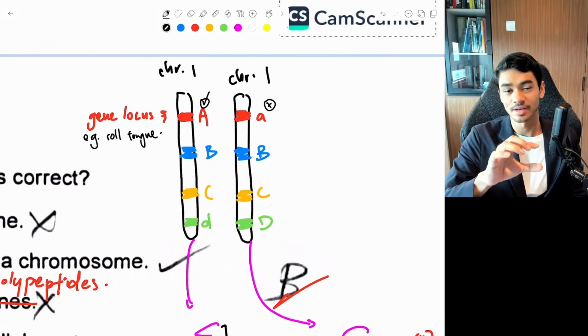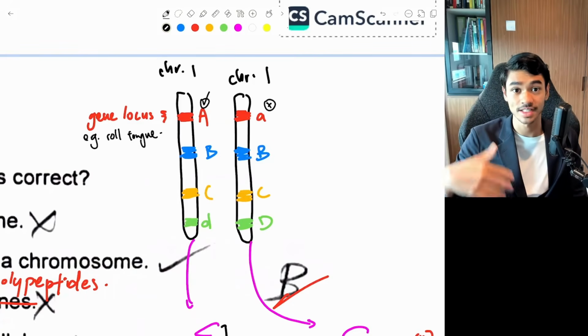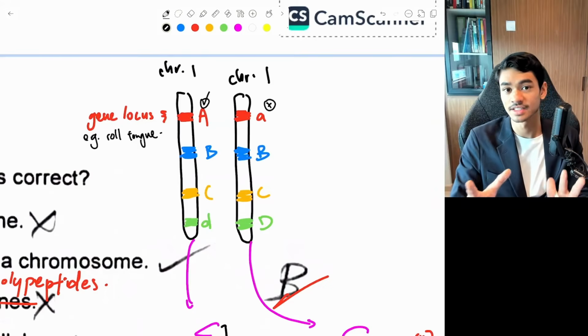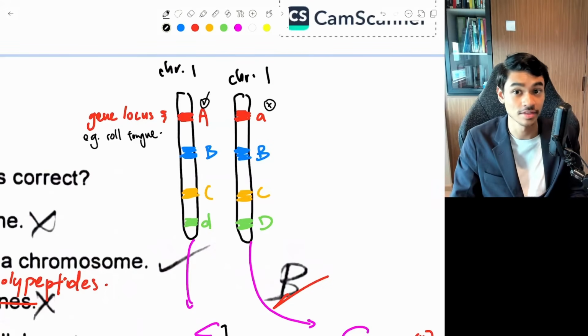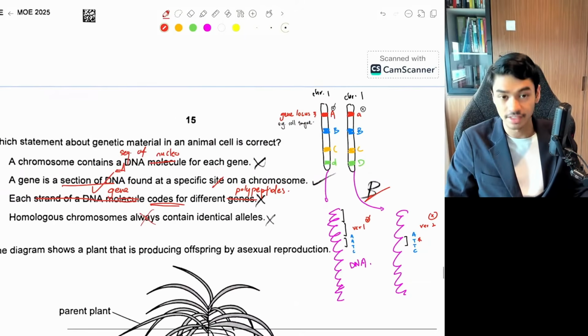So that is what alleles mean. They are alternative forms of the same gene. They have the same job assigned, the same trait assigned, but whether they're actually functioning at their job, that is up to the allele. We have to look into the allele. Is it working or not? Okay, so that's why it is not true. You don't always have to contain identical alleles.